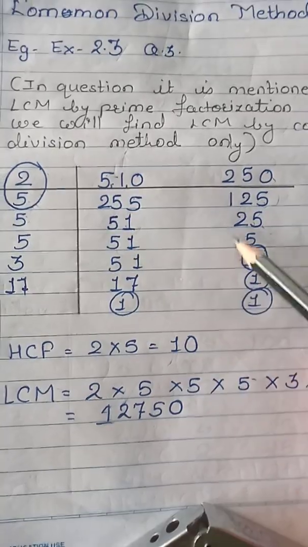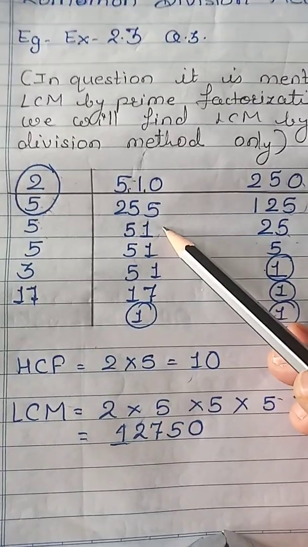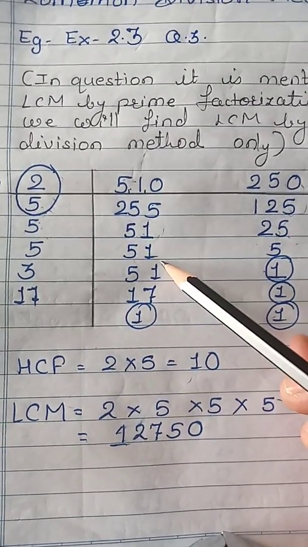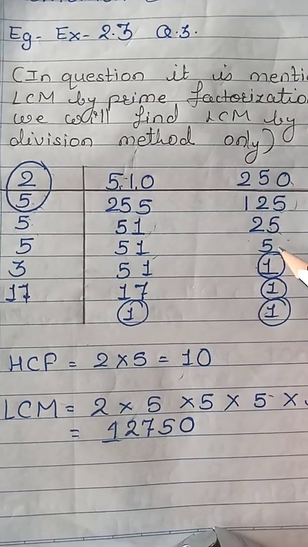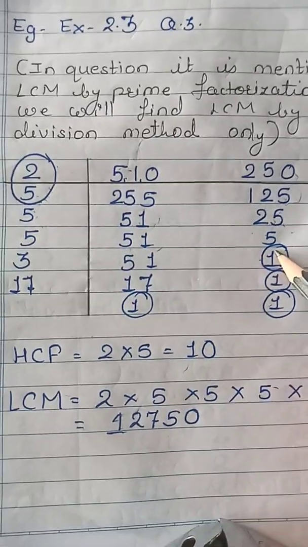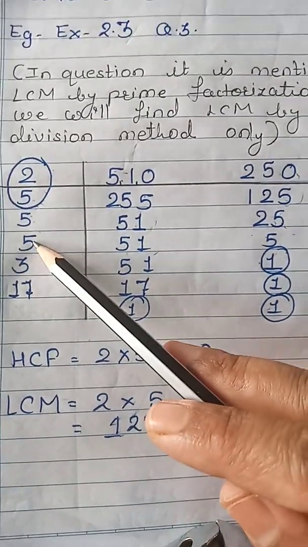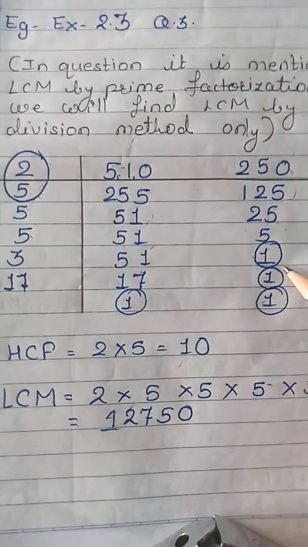Moving further, as we know that there is no common factor for 51 and 25, one by one we will divide by the prime numbers. First I will divide by 5. 51 I cannot divide by 5, so I am taking 51 down as it is. 25 I can divide by 5, that is 5 5s are 25. Again there is no common factor for 51 and 5. I will divide by 5, 51 as it is, and 5 1s are 5.